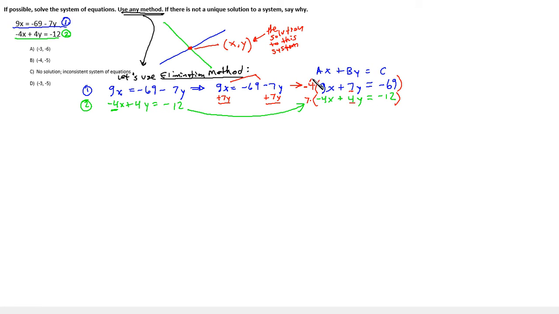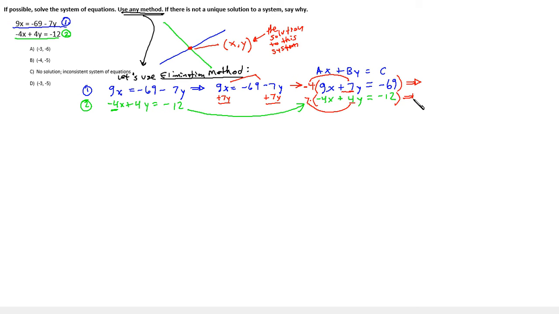Look, -4 times +7 makes -28. +7 times +4 makes +28. -28y plus 28y, those are going to add together to make 0. That's the elimination part of the elimination method. We're going to eliminate the y terms by using these multiples. So let's see all the way what happens here.